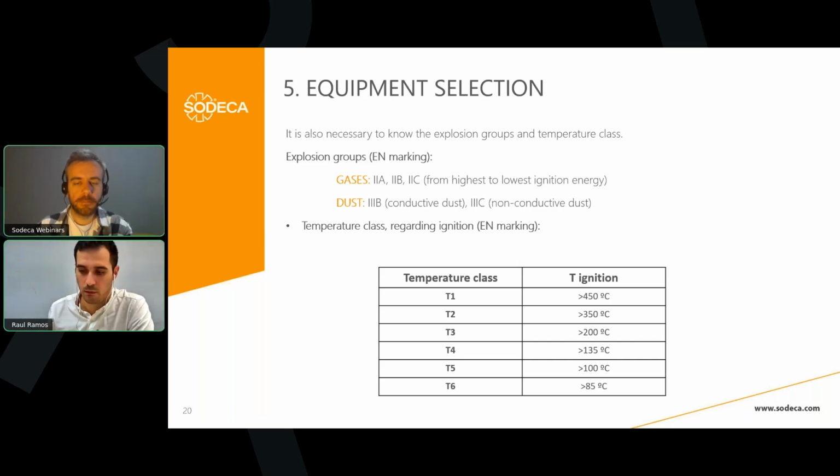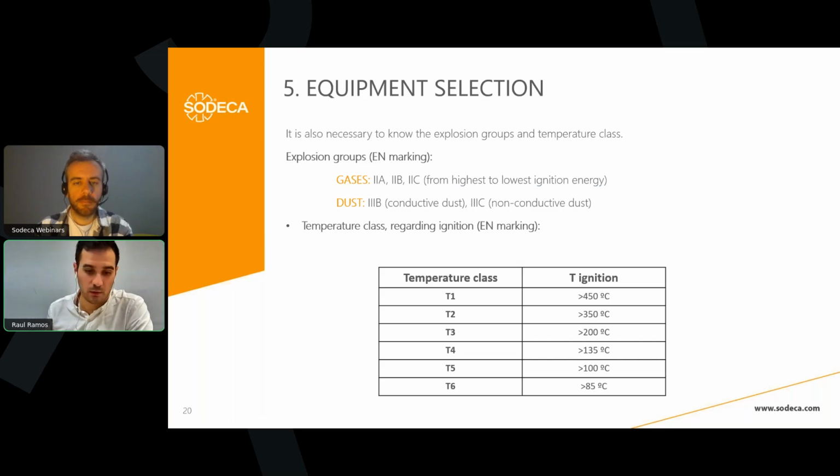They go from less risk to higher risk. It is the groups 2A, 2B, and 2C. And for dust, we also have 3 different levels. The level A, we don't use it, it's for combustible dust. But then we have the group 3B for conductive dust and 3C for non-conductive dust.